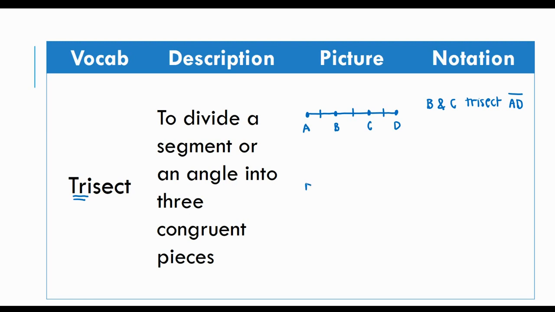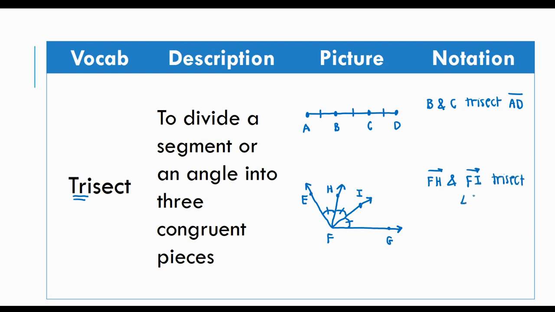So we took one big segment and cut it into three equal, or congruent, pieces. It can be the same thing with an angle. Let me indicate with a picture here. Here we have an angle. I'm going to call this angle EFG. Then I'm going to have a couple more rays shooting out of the vertex of that angle. I'm going to call this ray FH and ray FI. Notice that now the one big angle EFG is broken into three smaller angles, and to indicate that those smaller angles are congruent, they have to all be marked the same. So in this case, it's the ray FH and the ray FI that trisect the angle EFG.